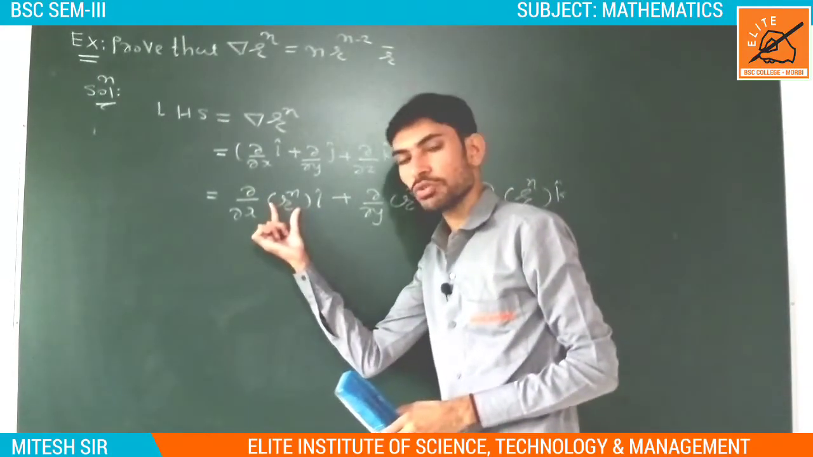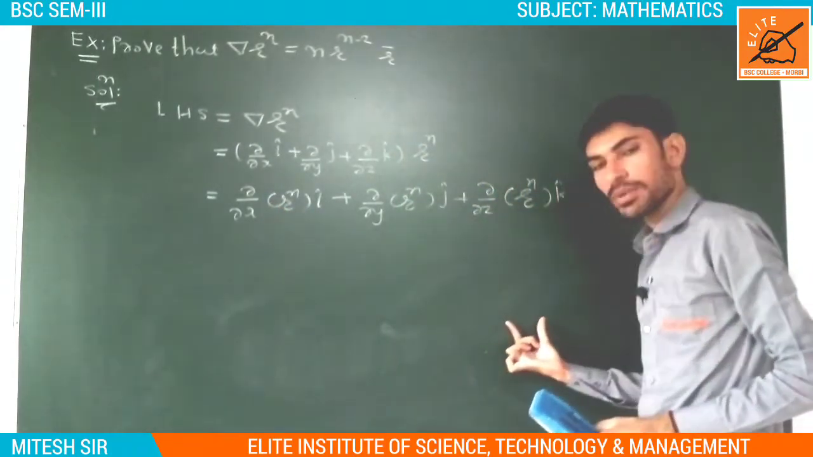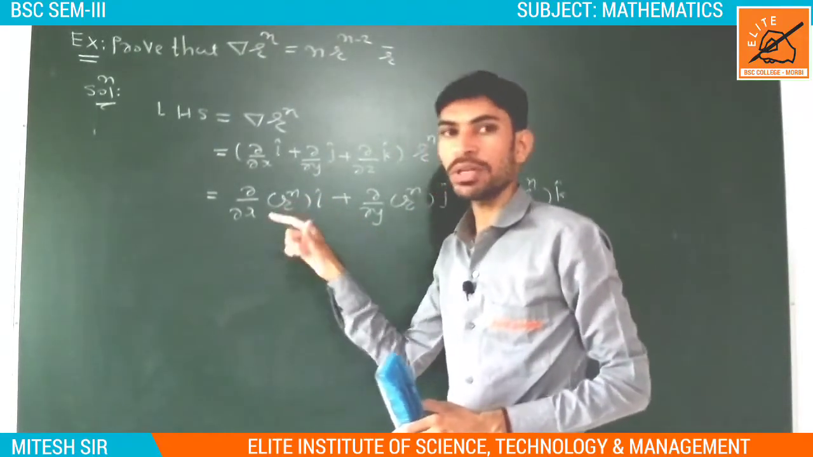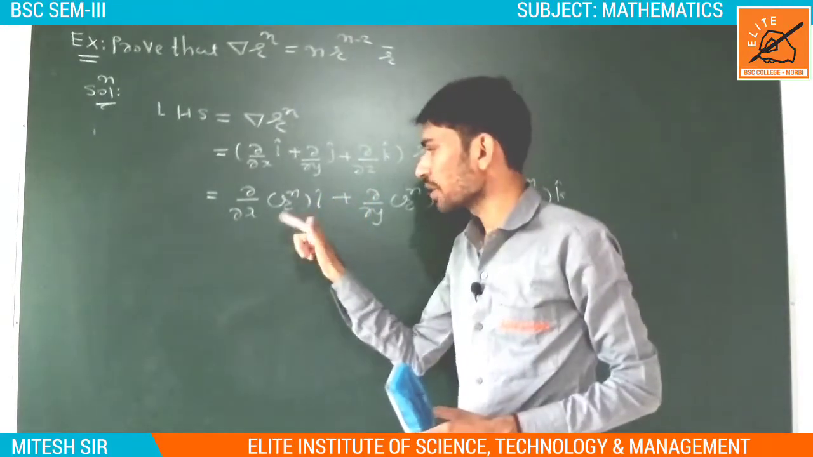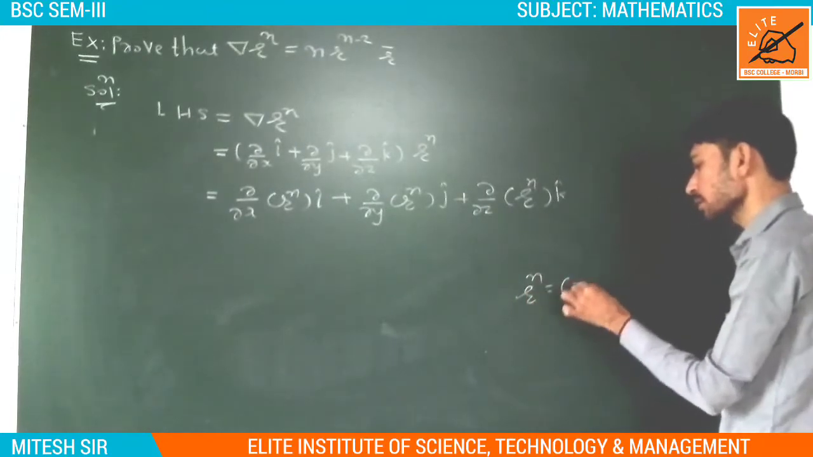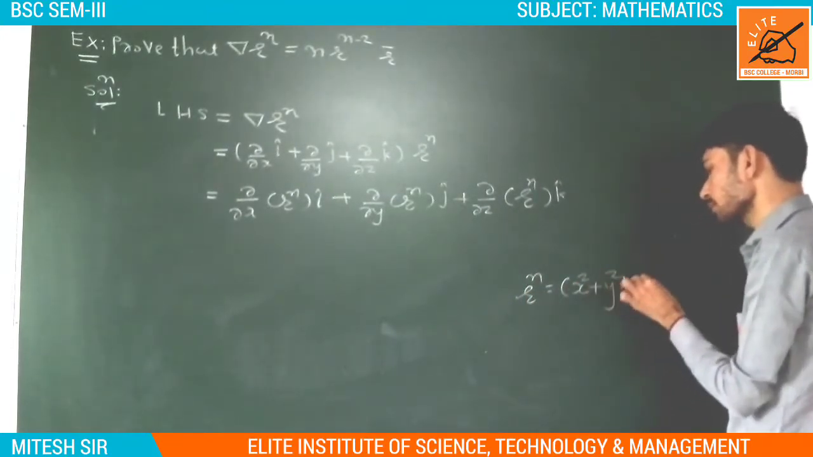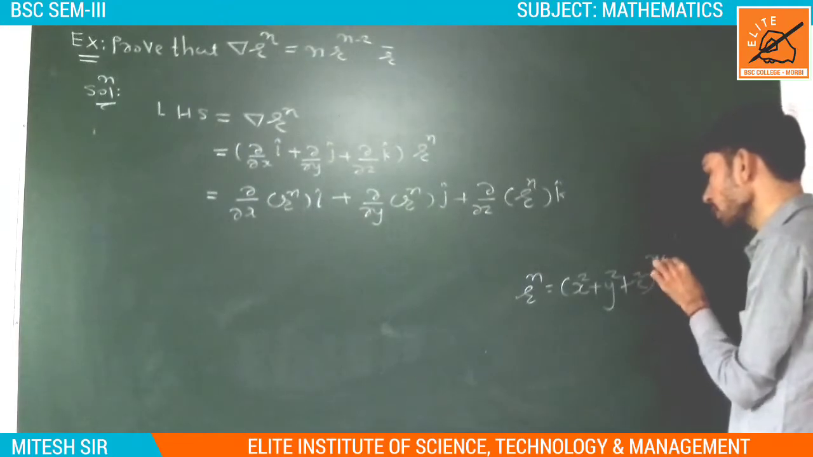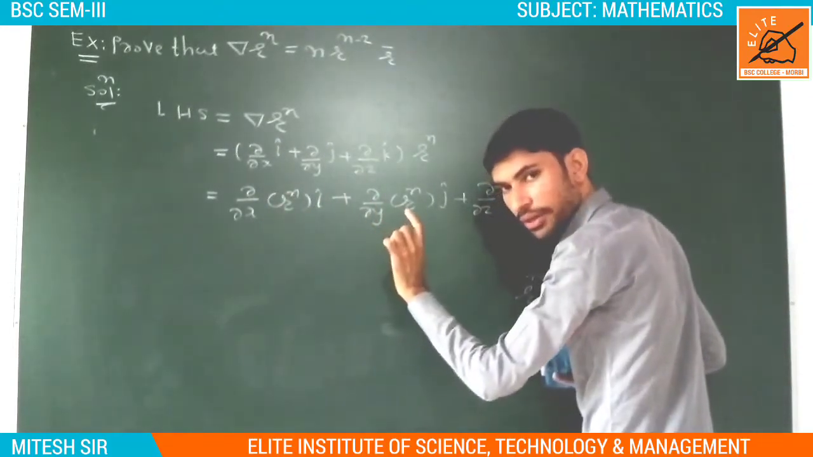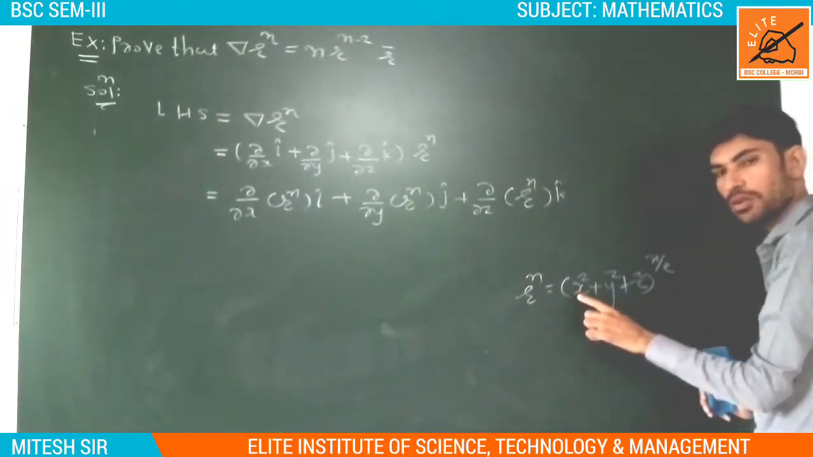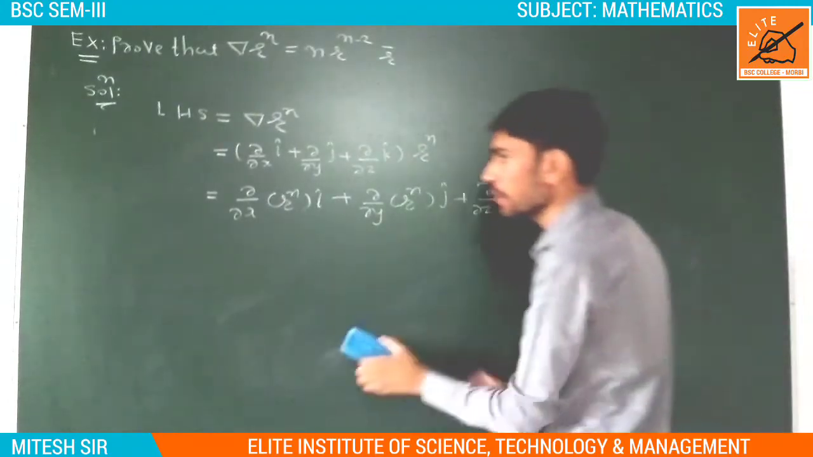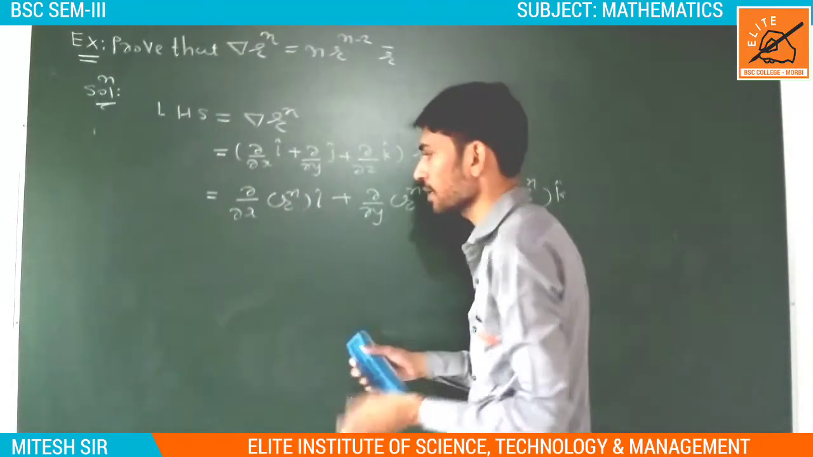Friends, we know r raised to n is x square plus y square plus z square whole raised to n by 2. That means our function r is not a constant function. r is a function of x, y, z. Now friends, we are doing the partial derivative of r raised to n. So r raised to n is a function of x square plus y square plus z square raised to n by 2. So here we are doing the partial derivative of r raised to n with respect to x.